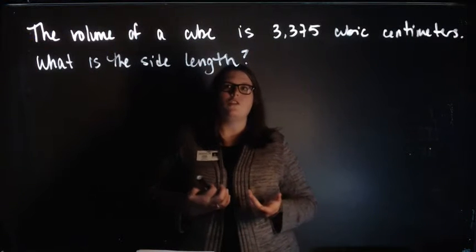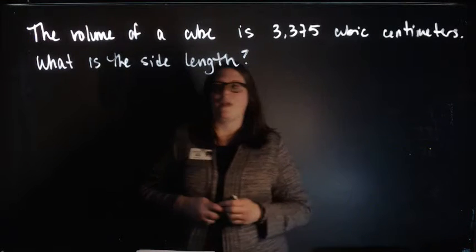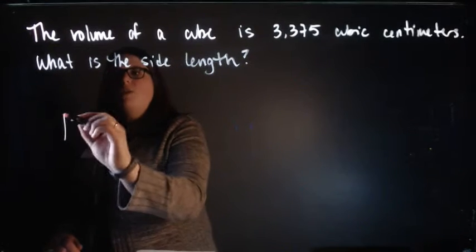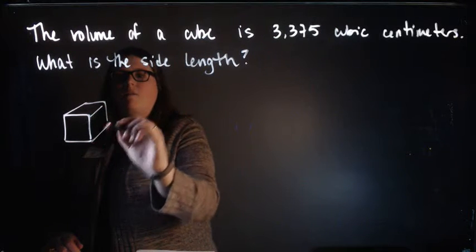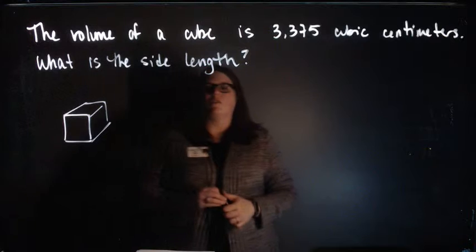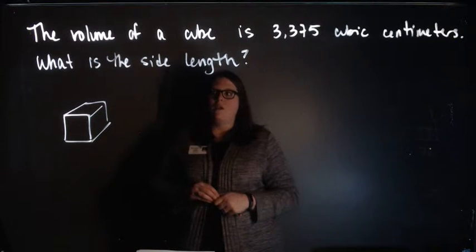So by definition, a cube is a rectangular prism where all side lengths are the same. So we just have like a Rubik's Cube, right, or a perfect box where all side lengths are exactly the same. And that number is what we're going to try to figure out, how big this thing is. What are the dimensions of this cube?